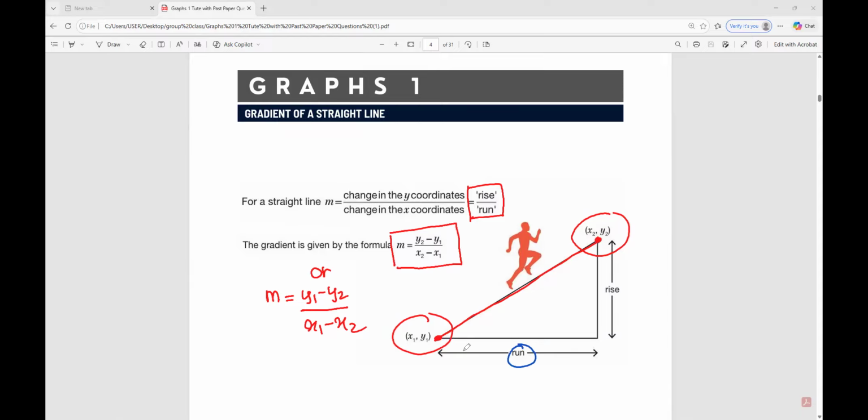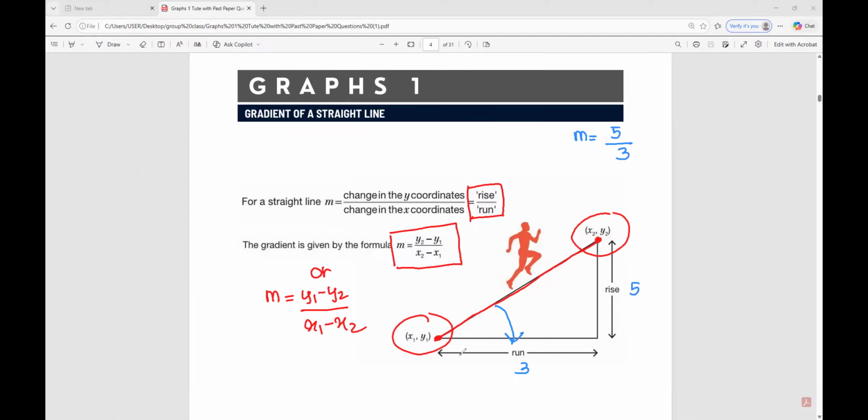Run means the base length of this triangle. Rise is the height of the triangle. We'll do it with examples. If the height of the triangle is 5 and the base is 3, then the gradient is rise, meaning height 5, over run, meaning 3: 5 over 3. But it doesn't tell us whether it is positive or negative, so we need to decide that with the angle.